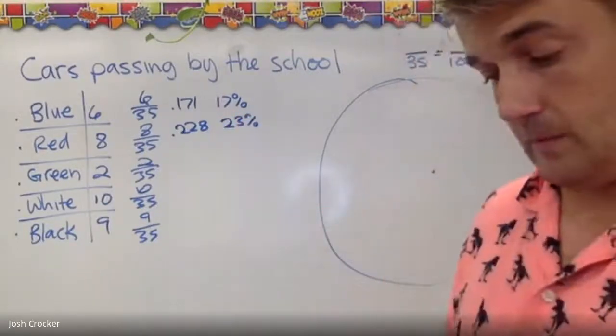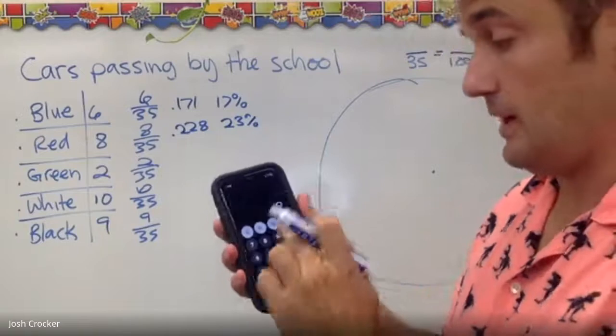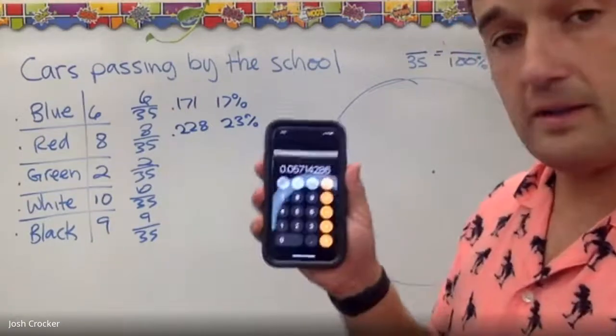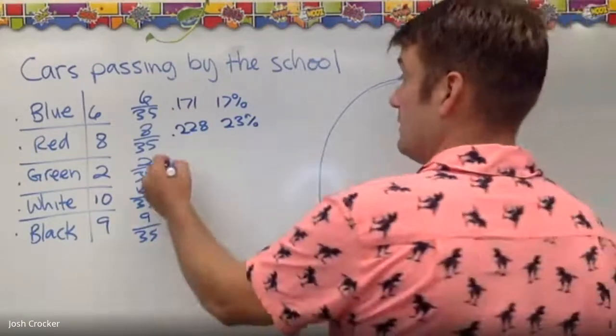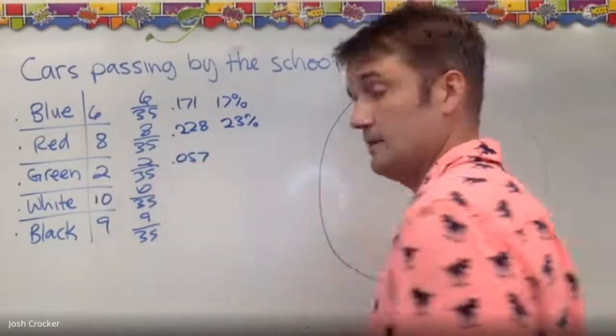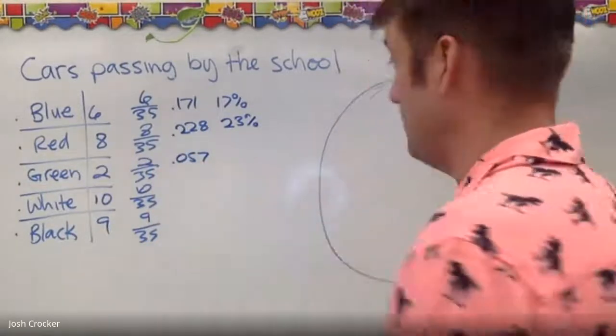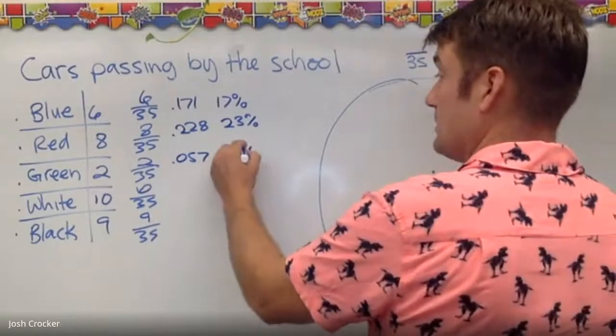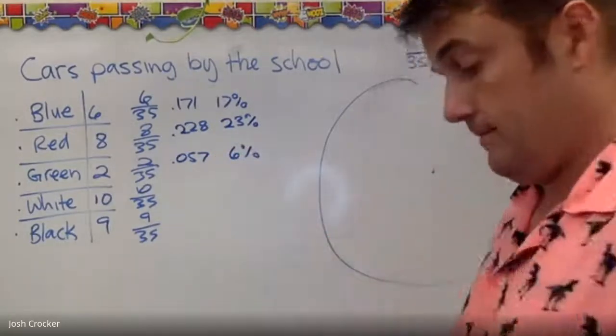Okay. 2 divided by 35. These are my white cards, I think. 0.057. The 7 rounds the 5 up. That's going to be 6%.